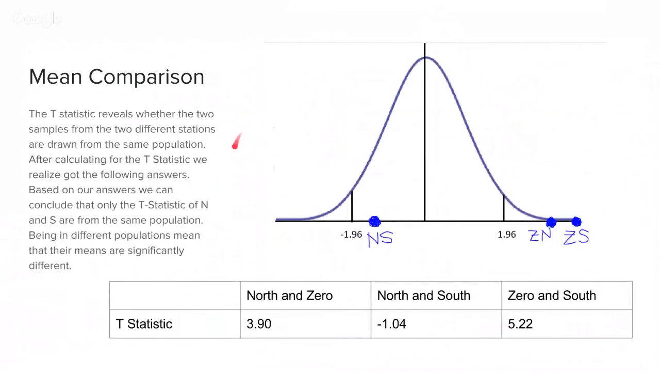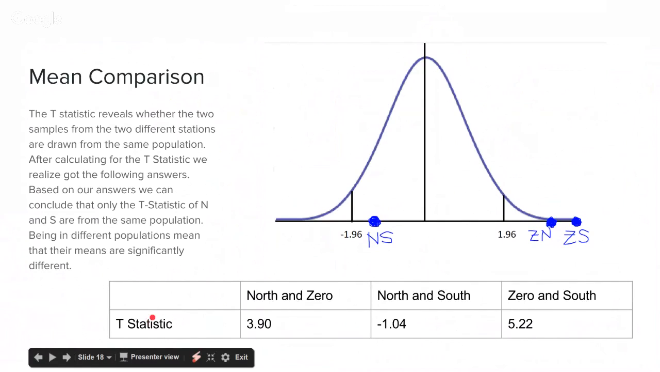Okay, so what was the point of solving for all those variables? Well, we used those variables to then solve for the t-statistic. So the t-statistic reveals whether the two samples from different stations are drawn from the same population. So after we calculated the t-statistic, we realized the following answers. And based on our answers, we can conclude that the t-statistics of north and south are from the same population.